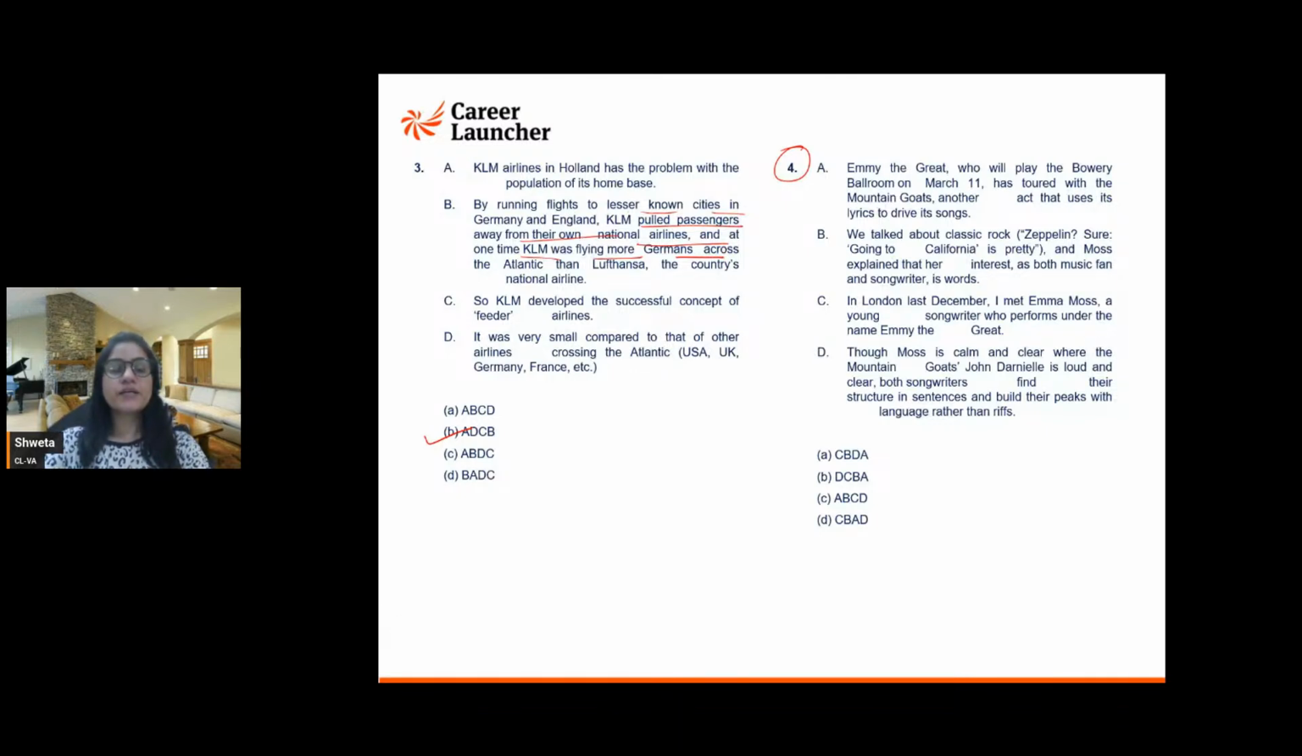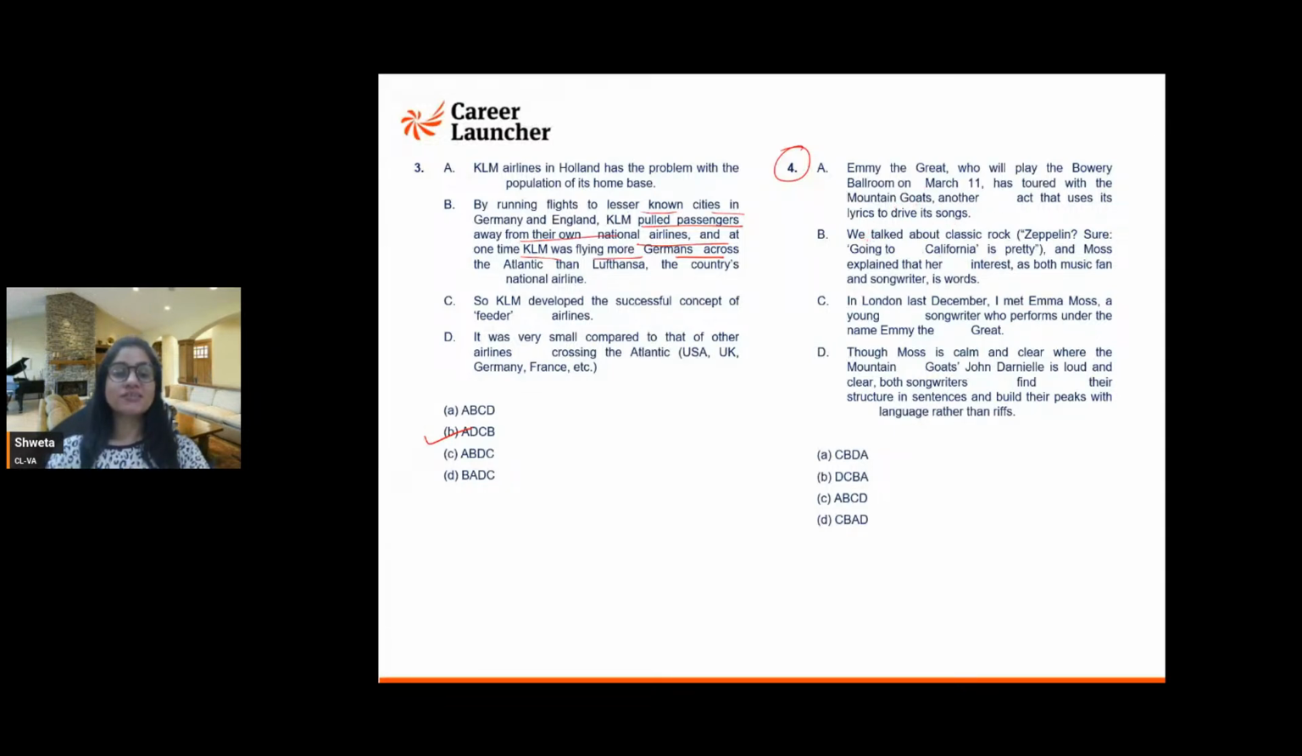Okay, Ras, yes, let's have a look at the question. First of all, I'd like to know if you found any problem solving it. Because it says, Emmy the Great, who will play the Bow Ballroom on March 11, has toured with the Mountain Goats in another act that uses its lyrics to drive its songs.